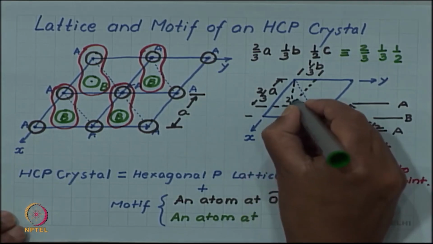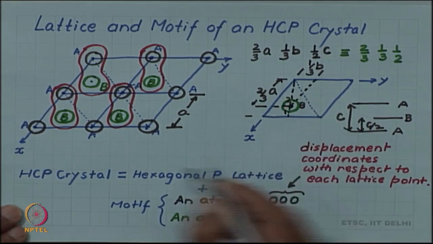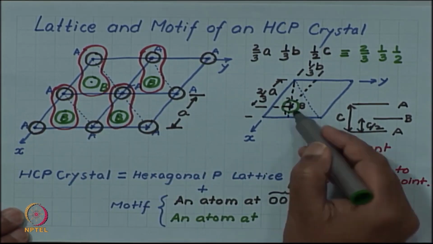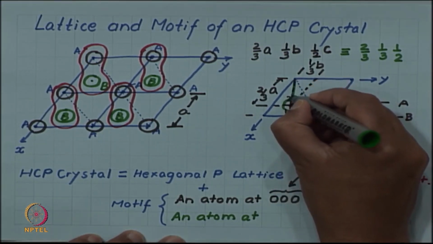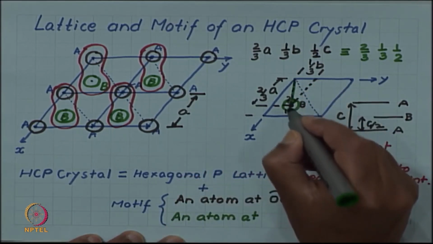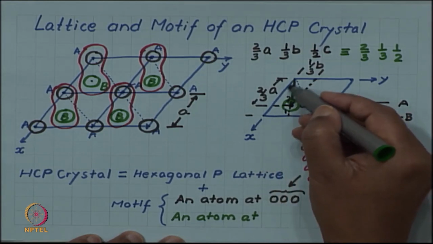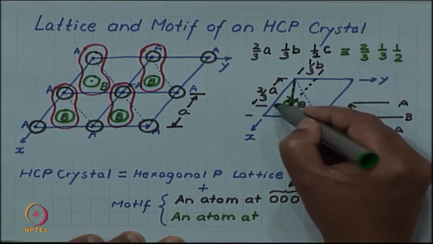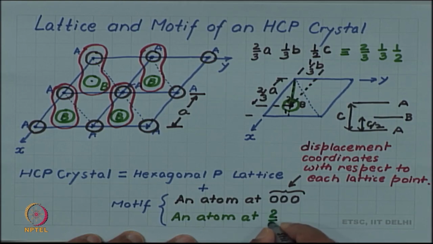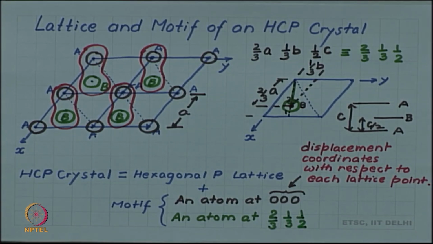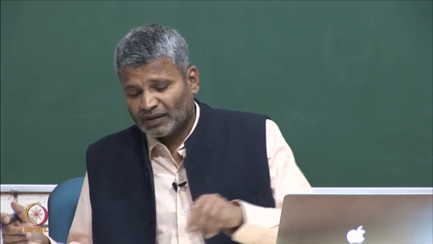So, which means the location of the B atom in the unit cell, or the location of B atoms with respect to the crystal coordinate system, this is the displacement vector with respect to the lattice point. I can reach there by a 2/3 displacement along A, 1/3 displacement along B, and half displacement along C. So, that becomes the 2/3, 1/3, half becomes the fractional coordinate of the second atom. So, we have now worked out in full detail the motif of hexagonal structure.